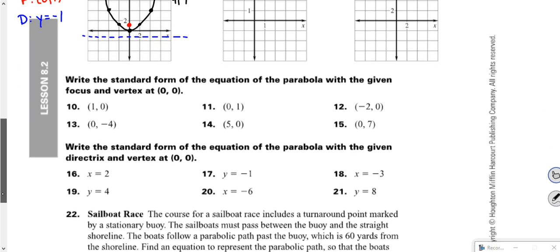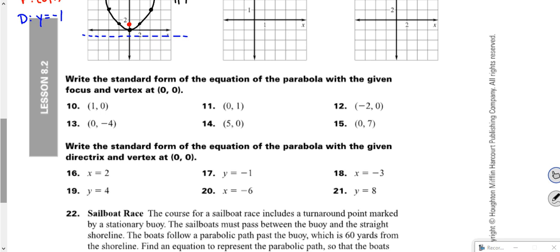Next one, write the standard form of the equation of the parabola with the given focus and vertex at (0, 0). This tells me that my p is 1. The focus of (1, 0) is on the x-axis. Since the focus is on the x-axis, that means it opens left or right. So that is y squared equals 4px, or in this case, y squared equals 4x.